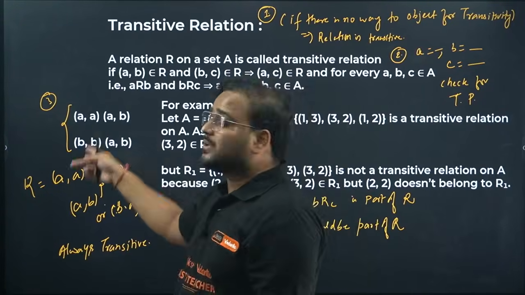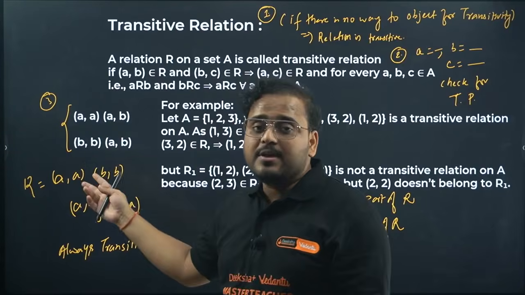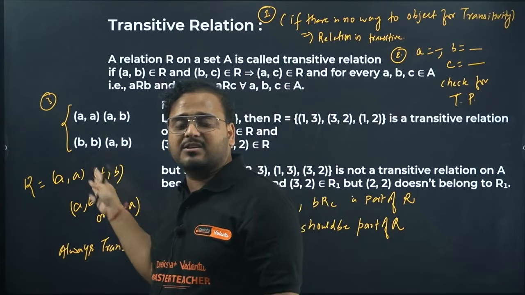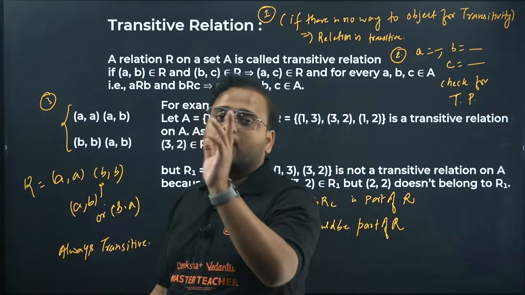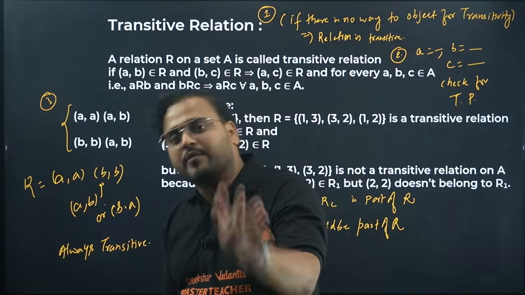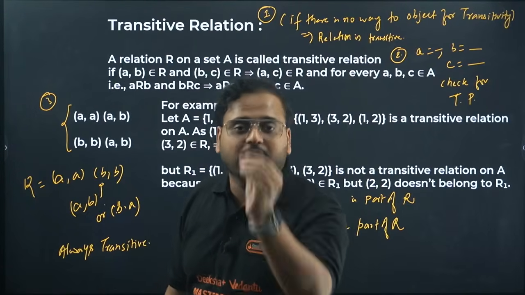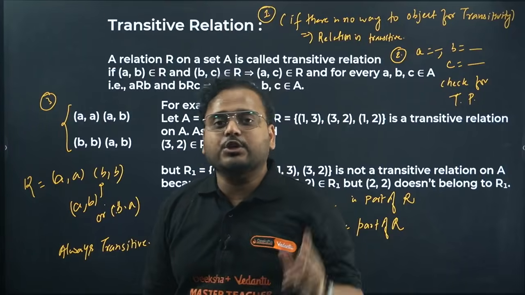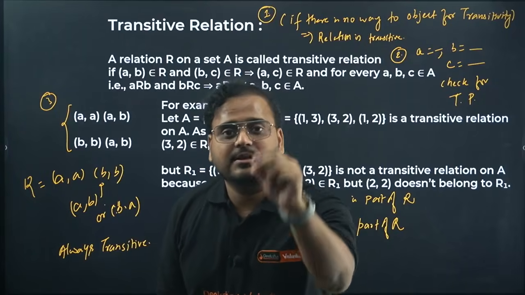And the third option is if you have the cases of A, B, B, and you're looking for A, B is over here, present there. Let's say you have 1, 1, 2, 2, and then you have 1, 2. Don't check for transitivity. It's going to be always transitive. If you have 1, 1, 2, 2, and 1, 2, and somebody is asking you, is it transitive? The answer is yes.